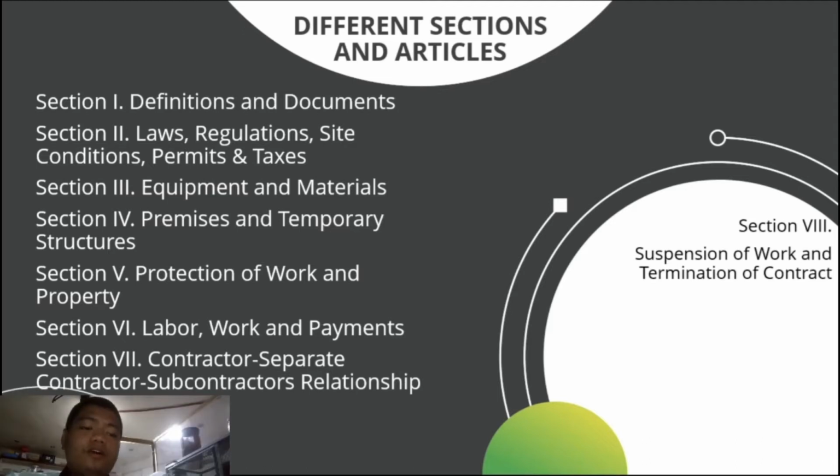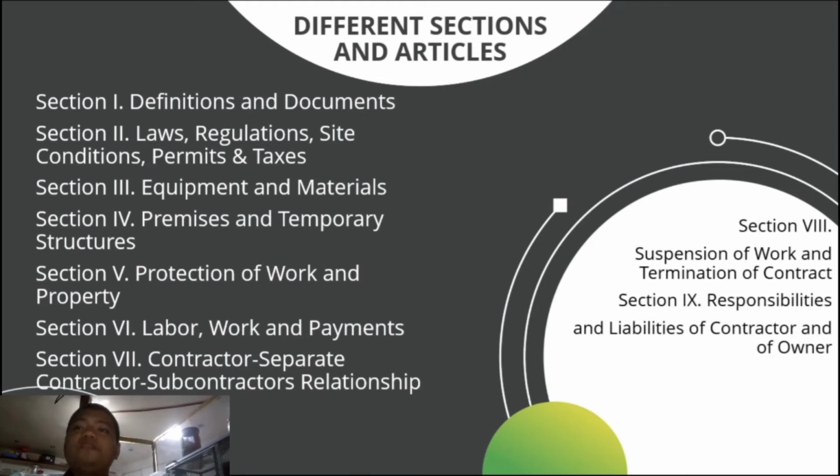Section 8, Suspension of Work and Termination of Contract. Under this section are Article 26, Contractor's Right to Suspend Work and Terminate Contract; Article 27, Owner's Right to Suspend the Work; Article 28, Owner's Right to Terminate a Contract; Article 29, Owner's Right to Proceed with the Work after Reduction of the Contractor's Scope of Work, Partial Takeover from the Contractor.